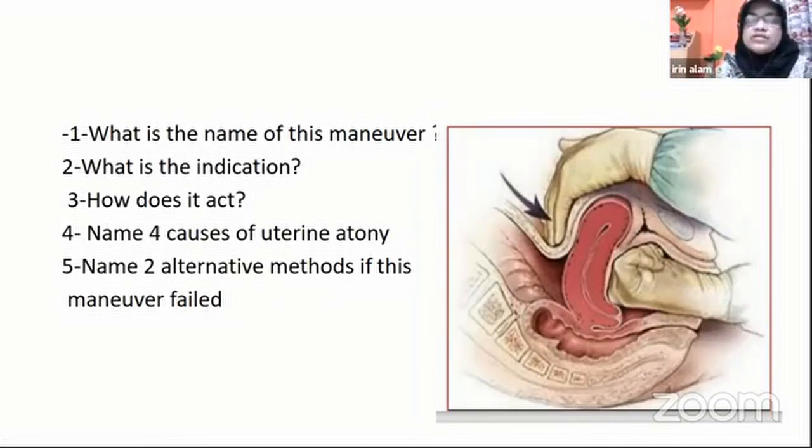At first, we try with this procedure, then we give medical treatment like injection oxytocin, injection ergometrine, misoprostol tablet, then this method. And if this fails, we have to give abdominal aortic compression and also uterine artery ligation. These are the methods to prevent PPH.